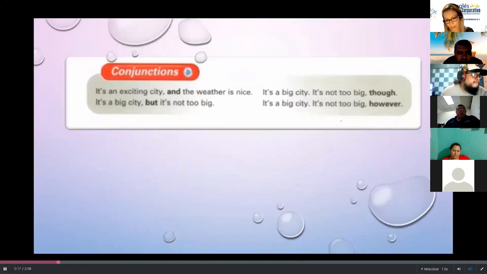Conjunctions. It's an exciting city, and the weather is nice. It's a big city, but it's not too big. It's a big city. It's not too big, though. It's a big city. It's not too big, however.